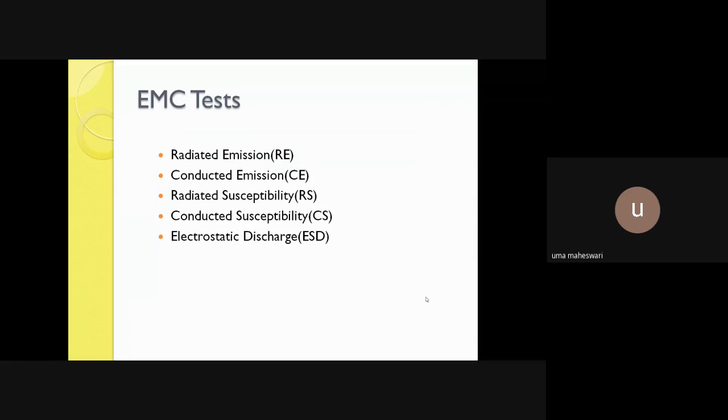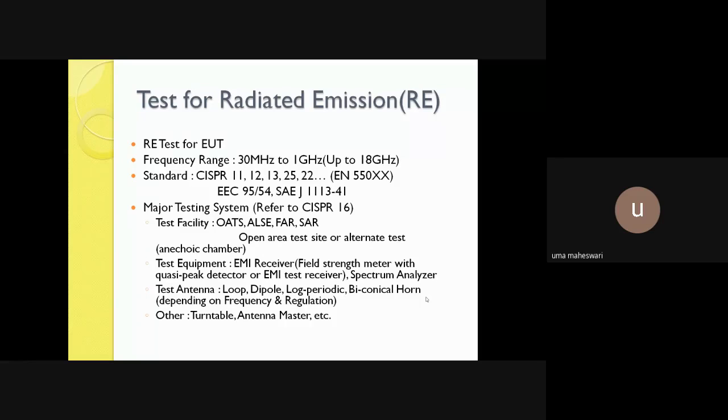So coming to radiated emission, as we see already, these are all the EMC tests. I'm going to give some of the standards related to these tests. Related to radiated emission, the frequency range is 30 megahertz to 1 gigahertz. Standards are CISPR 11, 12, 13, 25, 22. And the testing system, that is the test equipment, refers to the CISPR system. CISPR system defines the testing system standards.